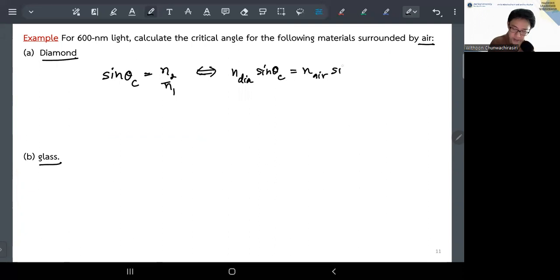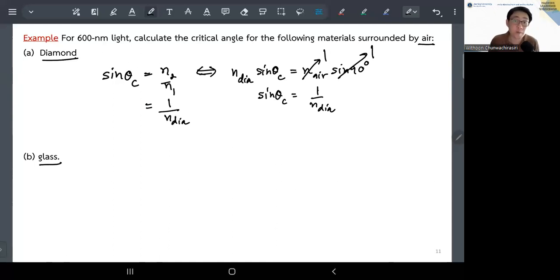And you just set the refracted angle to be at 90 degrees. All right, and that's it. You say, hey, the critical angle in air: sine 90 is 1, so it's 1 over n diamond. So it's going to look exactly the same as this one. N2 is air, N1 is n diamond. See? So you don't have to memorize the formula, because all you need to do is set the refracted angle to be at 90 degrees.